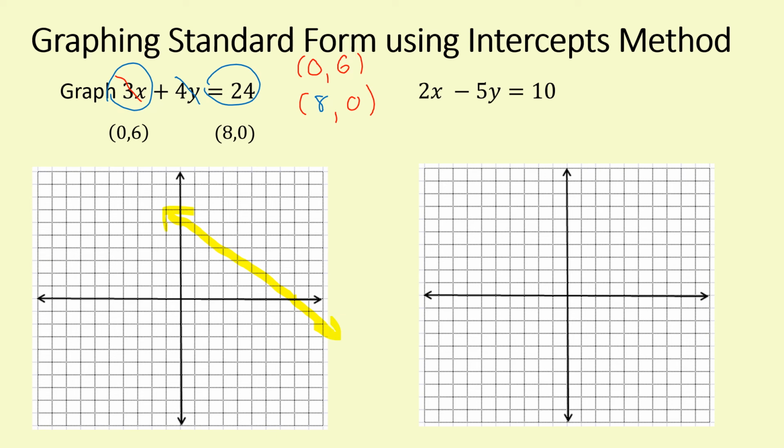Same thing for this next one. If we cover up that 5y and find the x-intercept, 2x equals 10, we get 5 for the x-intercept. Cover up the x and solve for y. -2 is the y-intercept because -5y equals 10. Solve it, we get -2. Connect them.